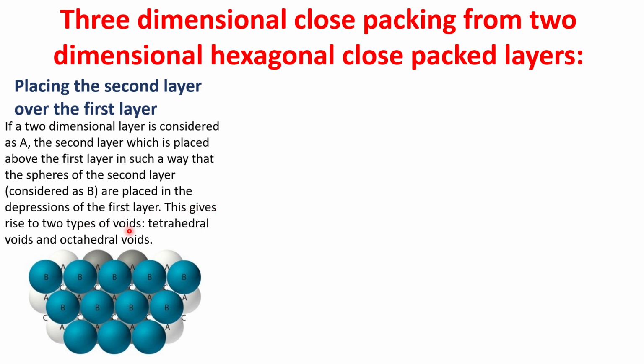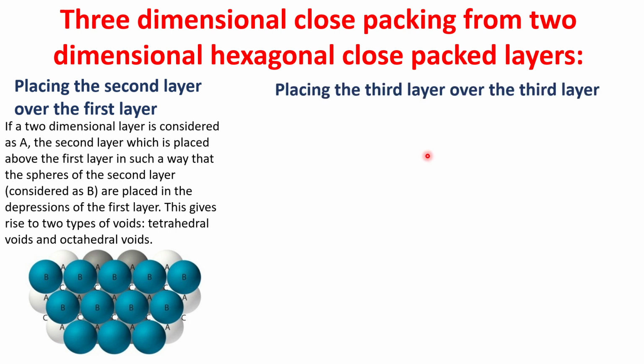This gives rise to two types of voids: the tetrahedral void that I showed you here, and if we consider another set of molecules, these three, and over that these three molecules B and B, the void where C is written is called an octahedral void. It is generated because of three molecules present in the first layer and three molecules present in the second layer, which are not exactly present at the depression of the first layer. That means C1 is the octahedral void.